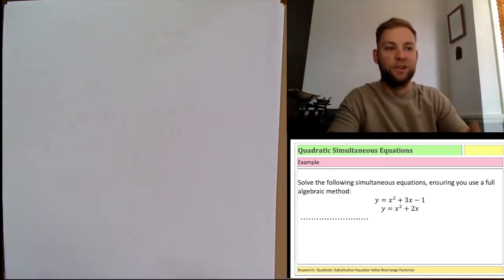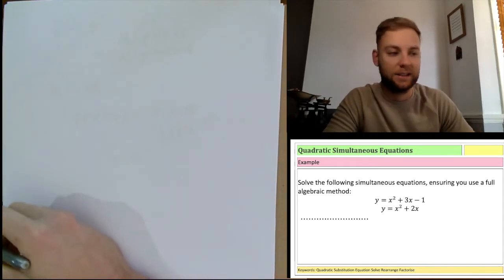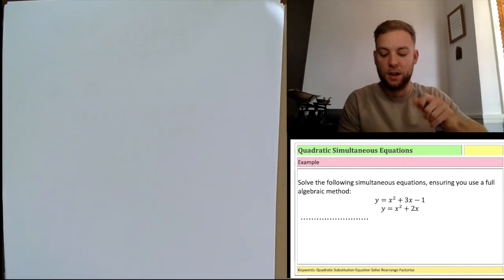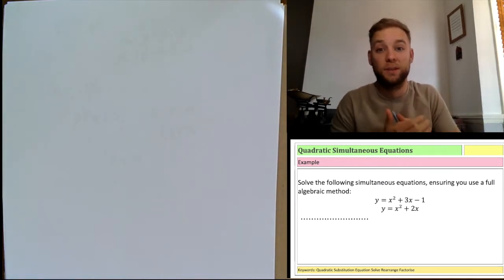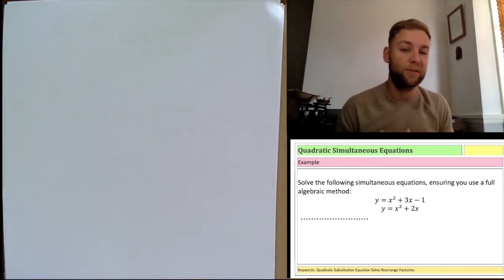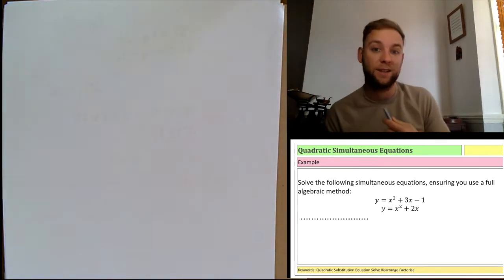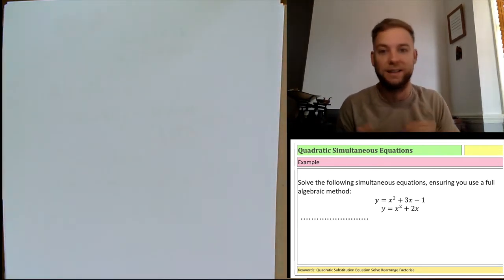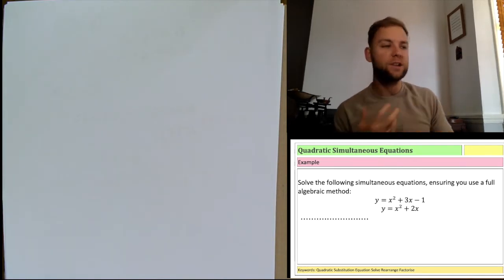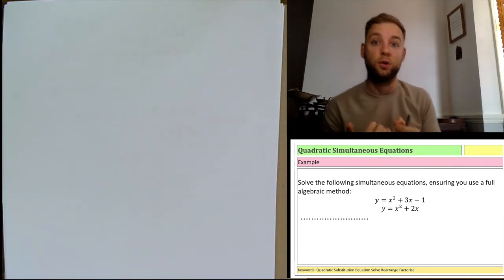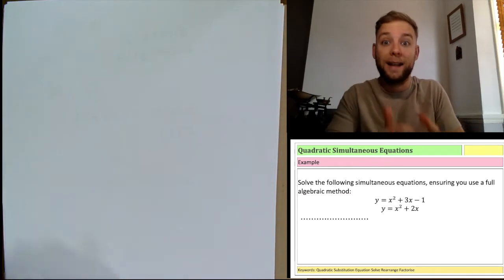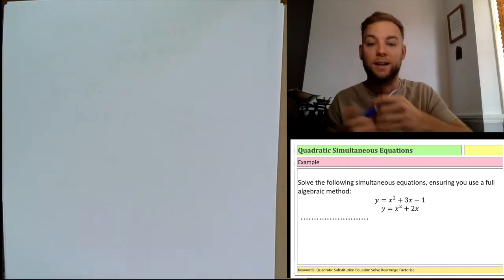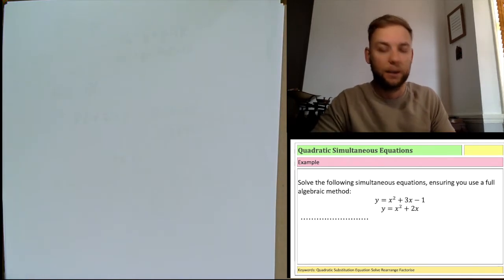Welcome to today's lesson, which is on solving quadratic simultaneous equations. First of all, it might be worth mentioning that we're using algebraic methods to solve simultaneous equations today. You can use graphical methods, and there's a way of using iteration as well, but today we're using algebraic methods to solve quadratic simultaneous equations. It's also worth mentioning that we're using substitution, so we're taking our linear equation and substituting into our quadratic to find our actual values.